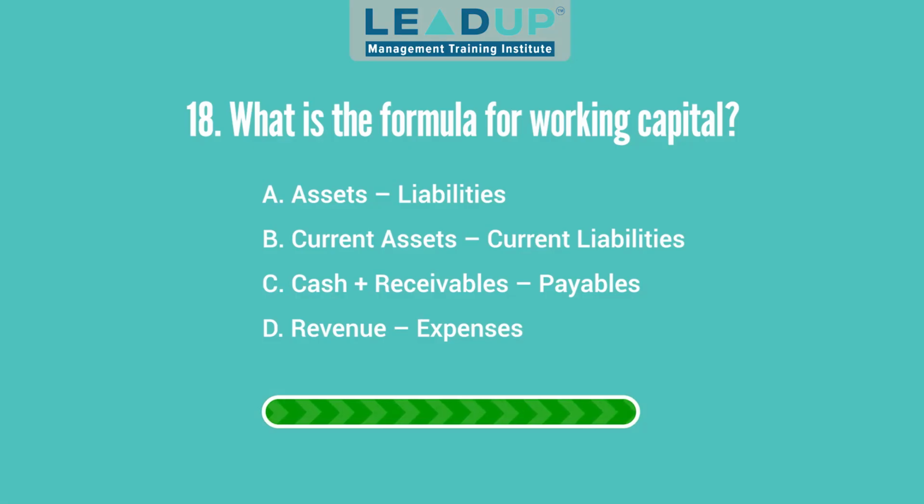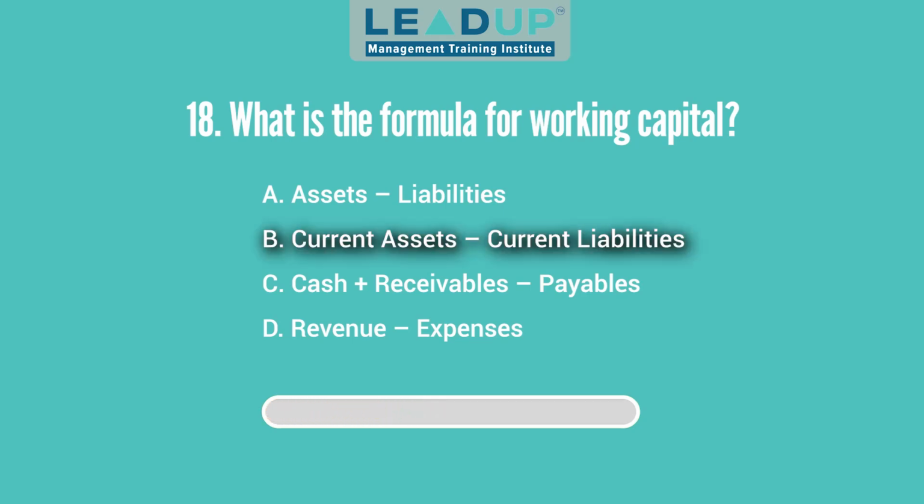Question 18. What is the formula for working capital? A. Assets minus liabilities. B. Current assets minus current liabilities. C. Cash plus receivables minus payables. And D. Revenue minus expenses. The answer is current assets minus current liabilities.